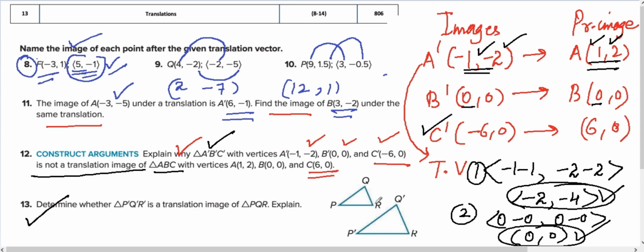13 is very easy, no calculation. Determine whether this one is the translation of this one or not. Simply you will write: in translation, the size always remains the same, but here the size is not the same. This is an enlargement, this is the small figure, so therefore it is not the translation. Translation means you just change the location, but size and shape remain the same. So question number 13, size is not the same, so it is not the translation.